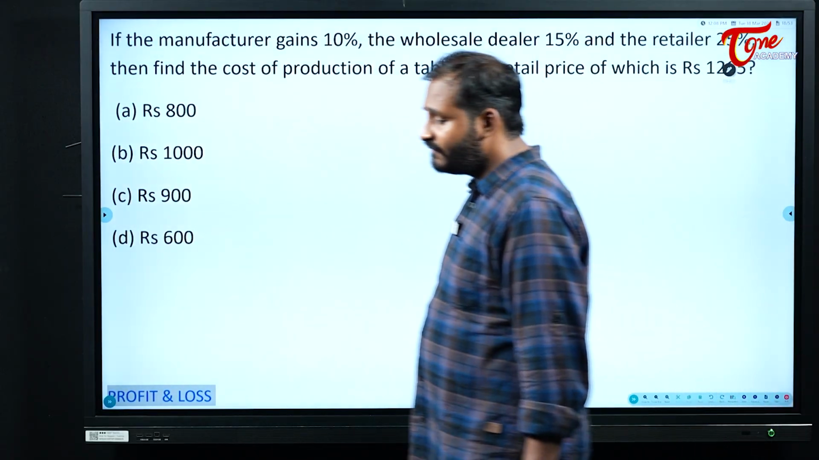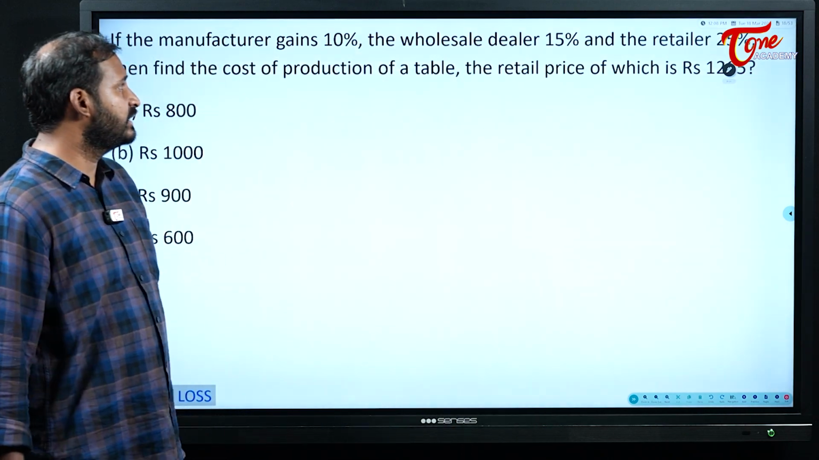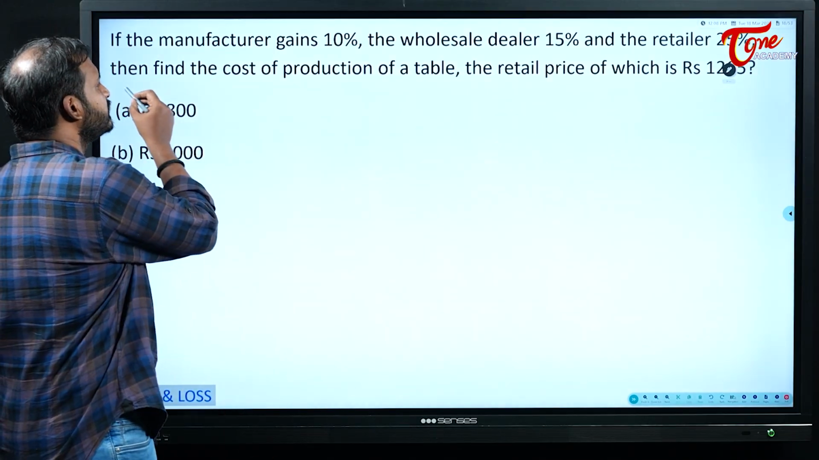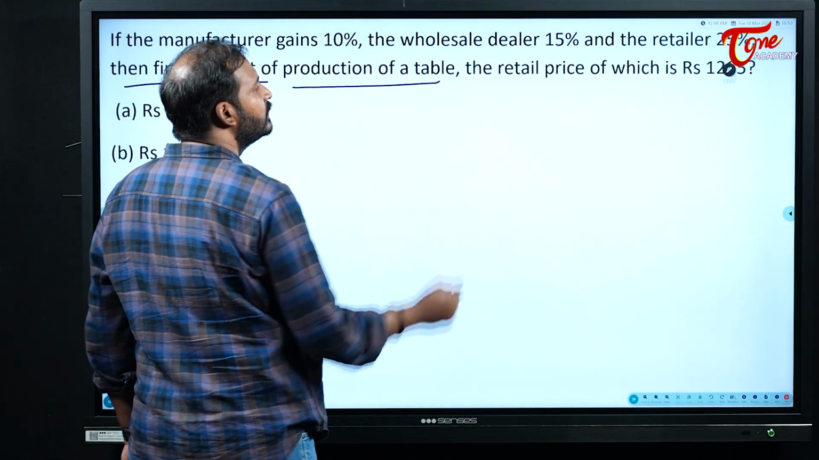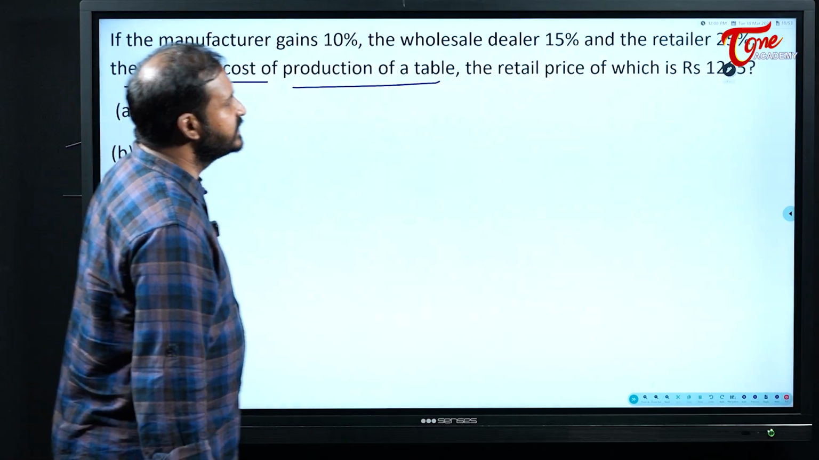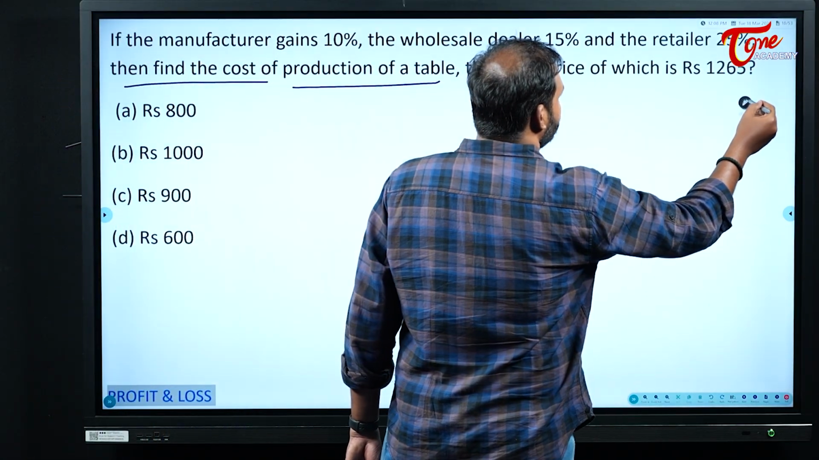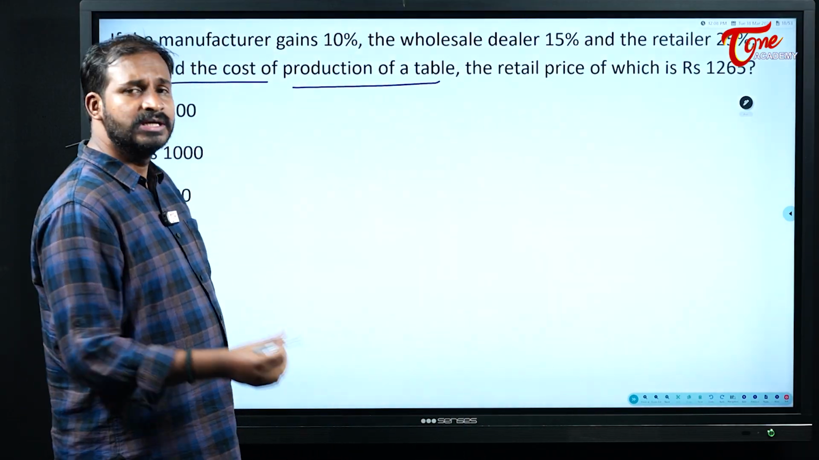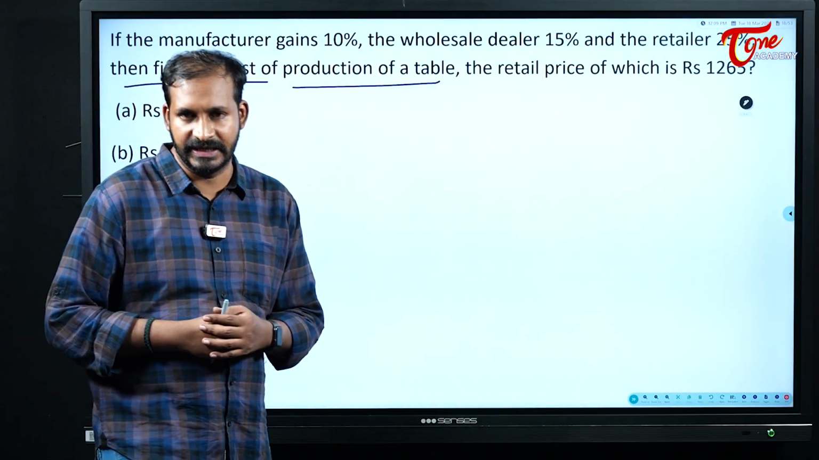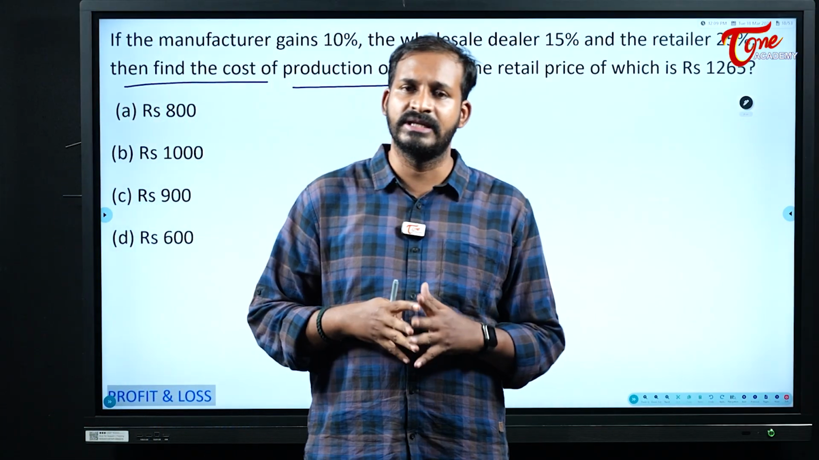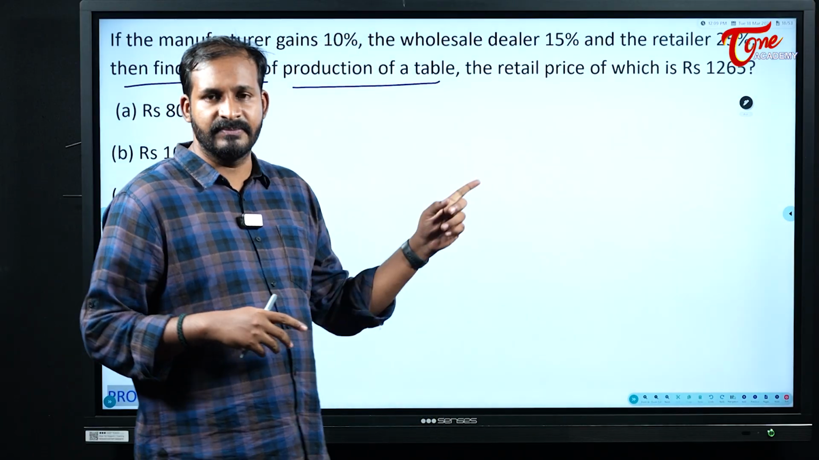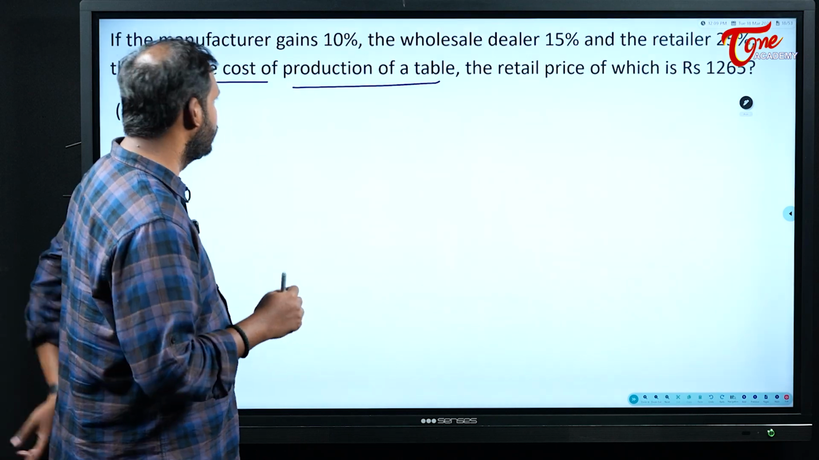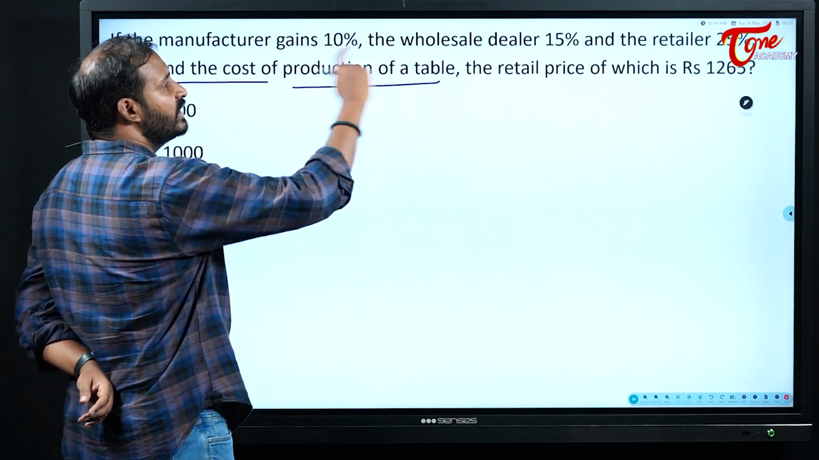Next one. The manufacturer gains 10%, the wholesale dealer gains 15% and the retailer gains 25%. Then what is the cost of production of the table, if the retail price of it is 1265? See, this is nothing but our successive percentage increments. We have already seen the same thing in percentages. While discussing percentages, I told you we will come across this concept in profit and loss. This is one of those examples.